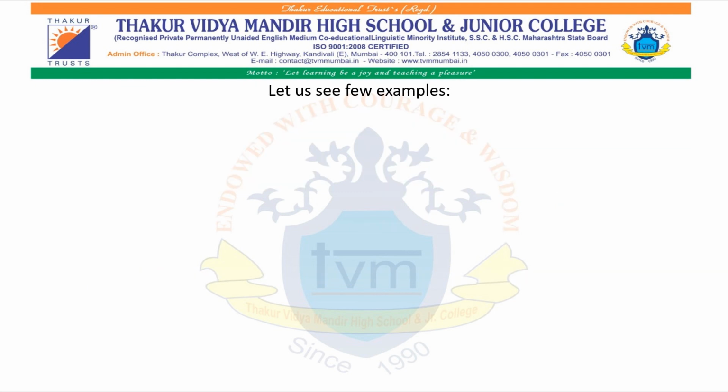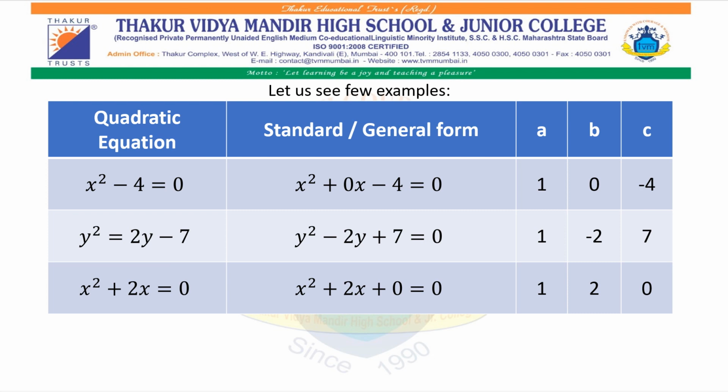Let us see a few more examples of quadratic equation, their standard form, and let us try to get the value of a, b and c. Here are few of the quadratic equation. First quadratic equation is x square minus 4 equals to 0. If we want to write it in a standard or a general form, it will be written as x square plus 0x minus 4 equals to 0. And the value of a will be 1, the coefficient of x square, the value of b will be 0, the coefficient of linear term, and the value of c will be that constant value minus 4.